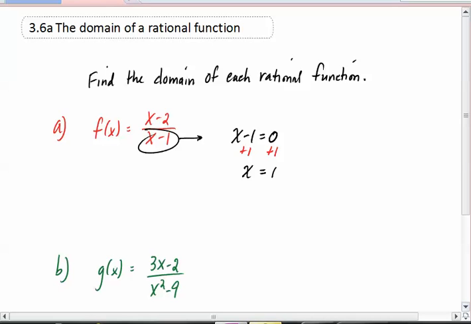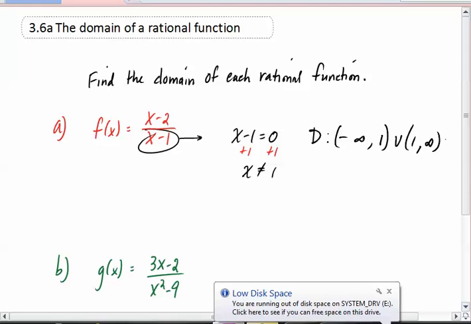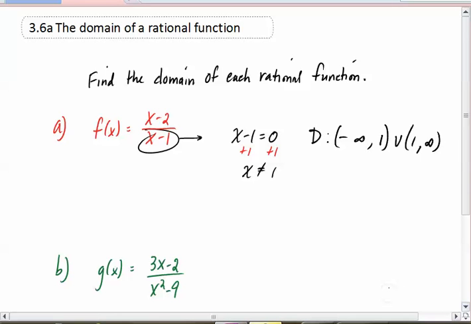So here's how I would write that. I would say that x cannot be 1. So when I'm writing the domain, I'm going to write negative infinity to 1, not including 1, union 1 to infinity. In other words, I'm going to bounce right around 1, and that's my domain. Any value of x will work except for the value of 1, because there's no picture there. And if you put this in your graphing calculator, you would see, indeed, there is no picture at x is 1.